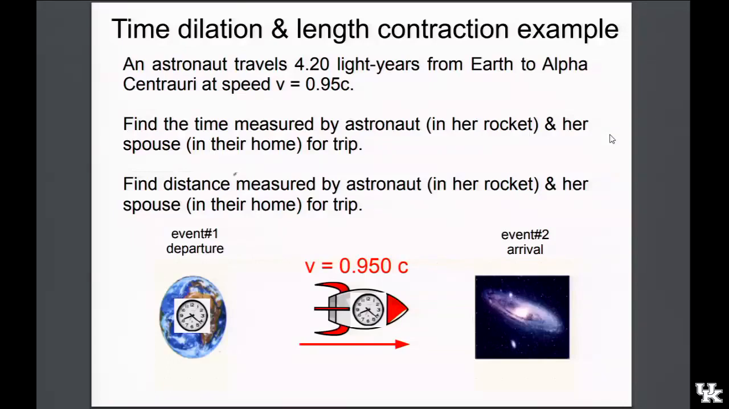We're also going to measure the distance that the astronaut would measure in her rocket to go to Alpha Centauri, and that me, left at home, as usual, would measure for my wife to go to Alpha Centauri. And so we're going to measure those two distances. And again, we know now, relativity of lengths or distances, that these might not be the same also.